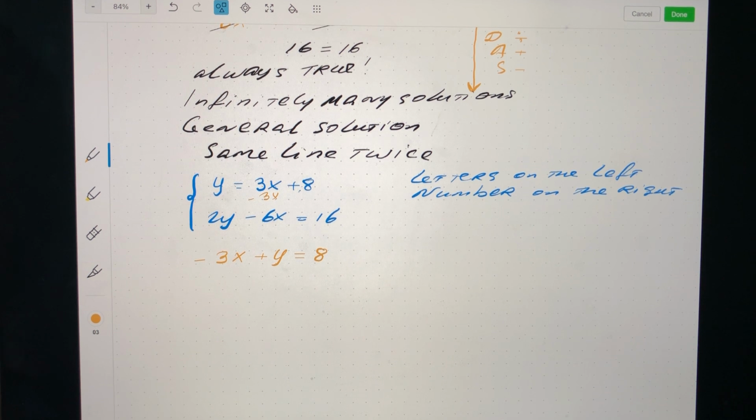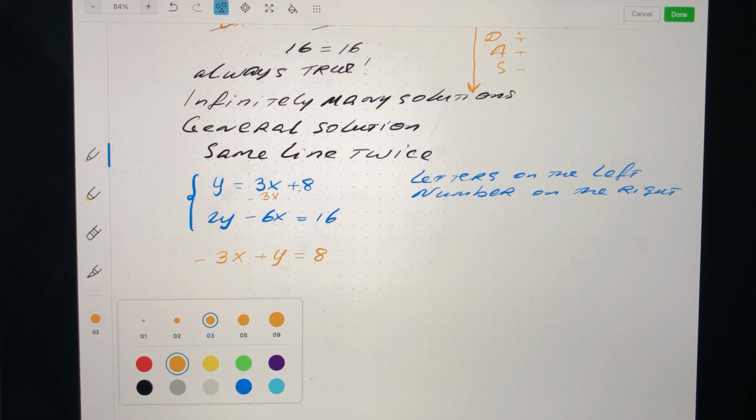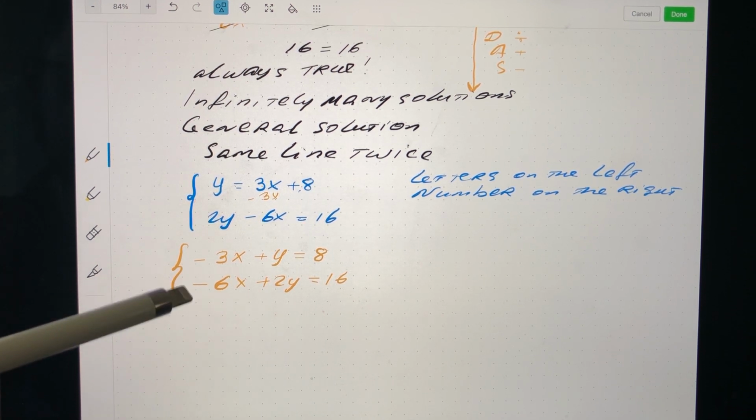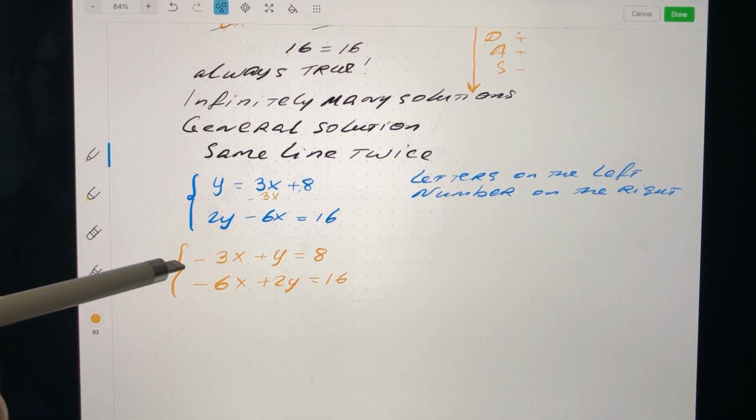Now the second equation is already all the letters on the left side, but the position is opposite from what we have on the top. So let's switch the position for the second, making it negative 6x plus 2y is 16. Now at that point we notice something strange about this equation, because the second appears to be double of the first, right?